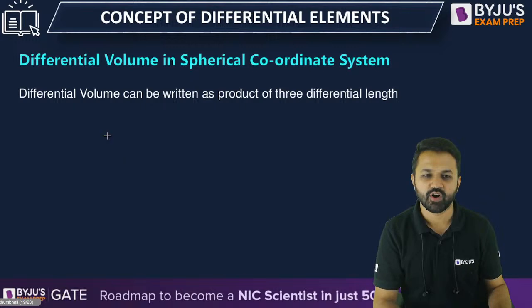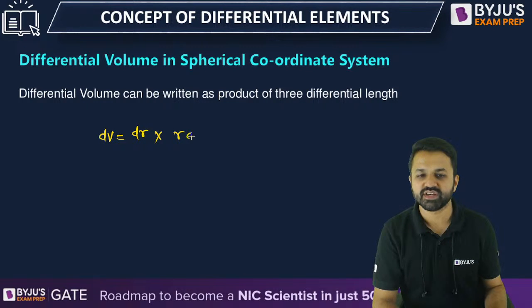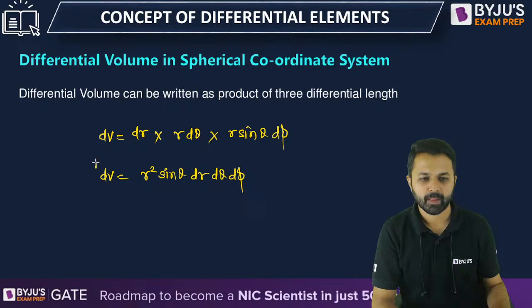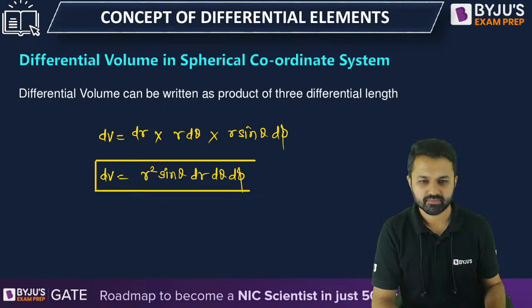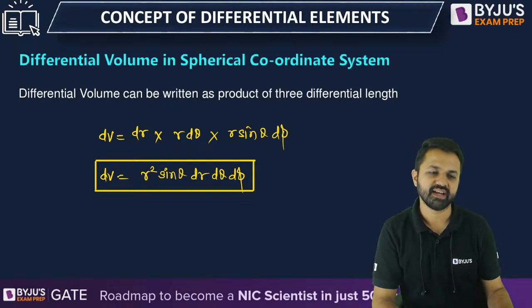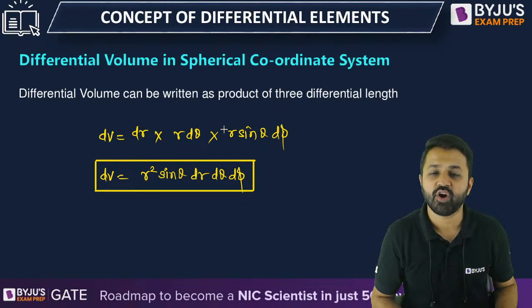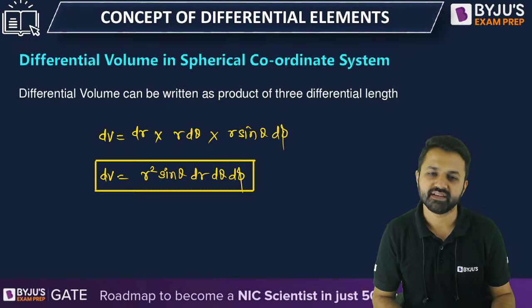Now, what about the differential volume? The differential volume is the multiplication of all the coefficients. R has the coefficient dr, theta has the coefficient r d theta, phi has the coefficient r sine theta d phi. So what will be my differential volume? That is r square sine theta dr d theta d phi. So in this way, you will write the differential volume. Now we have understood how to write the differential length, volume and surface.